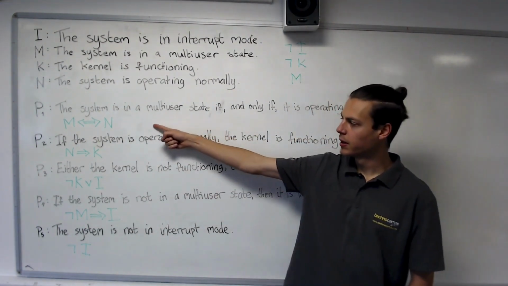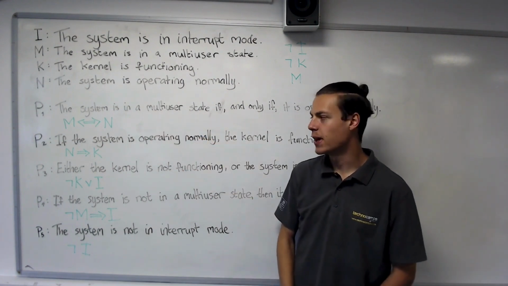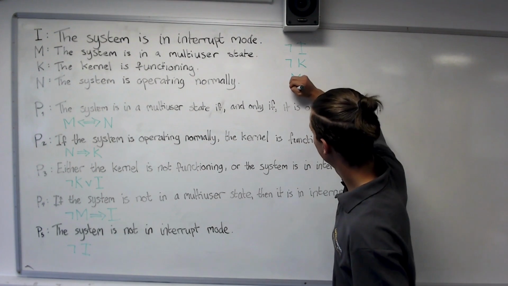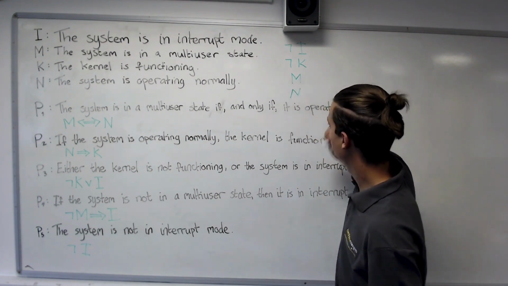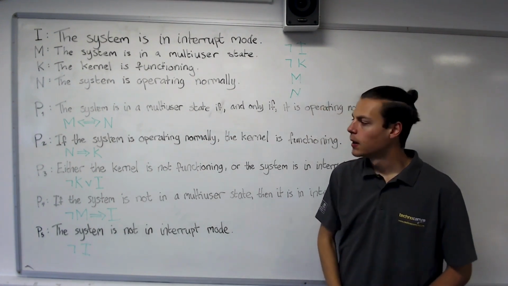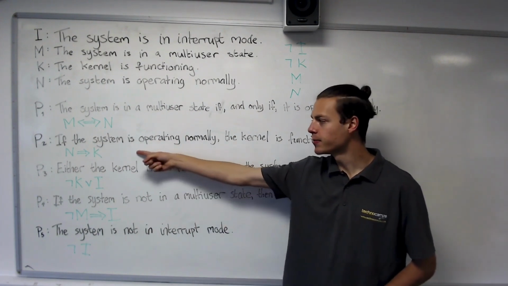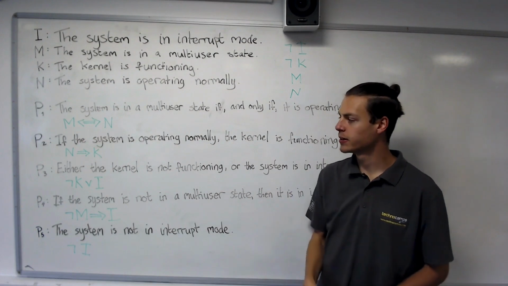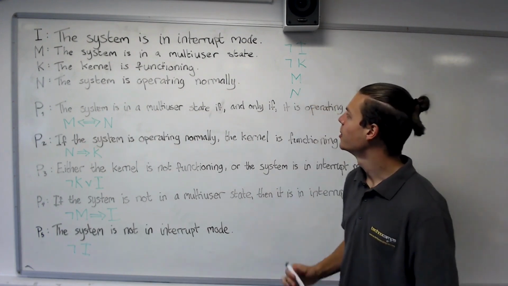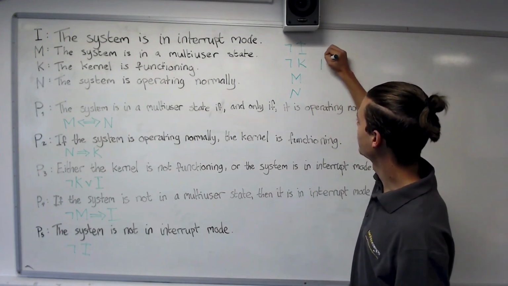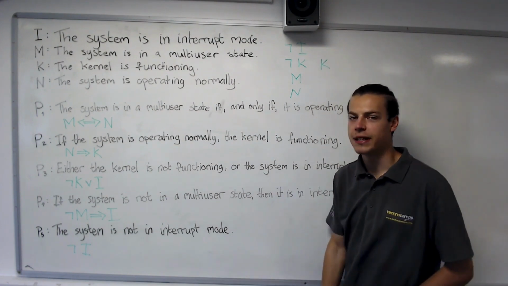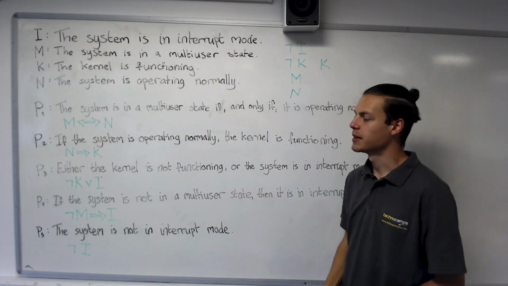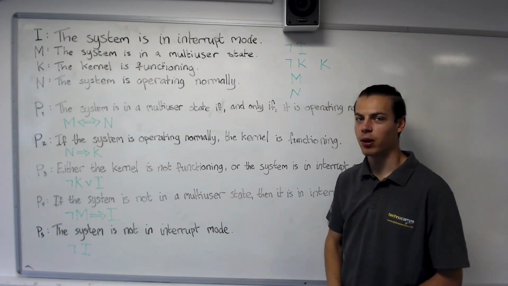Now P1 says M is equivalent to N. So if we have M, we must also have N. And looking at P2, N implies K. We have N, so therefore we also have K. But now we see that we have both K and not K. So this is, in fact, not possible.